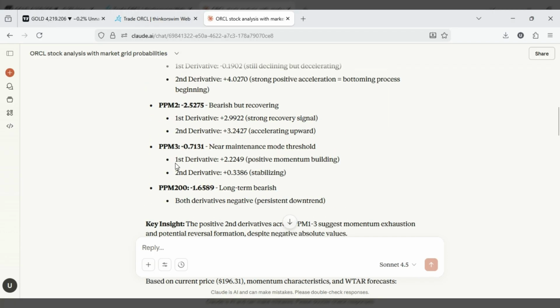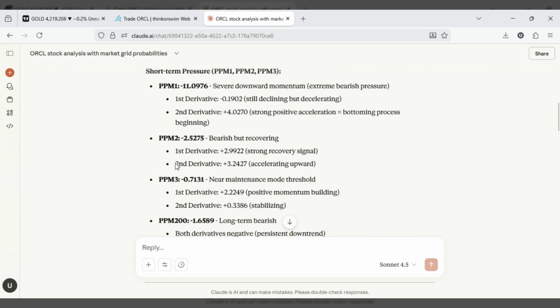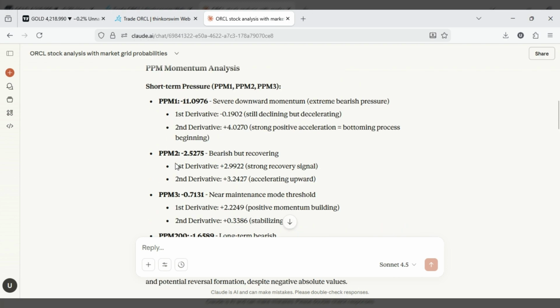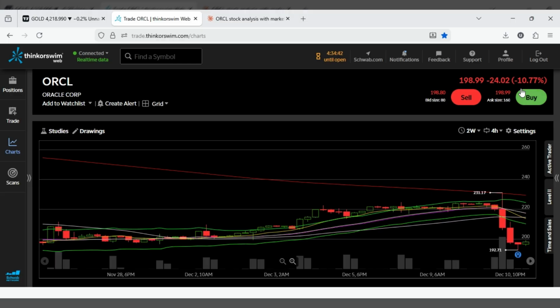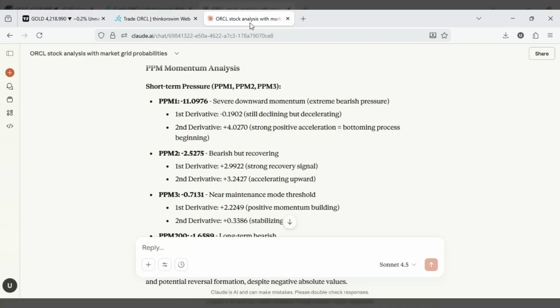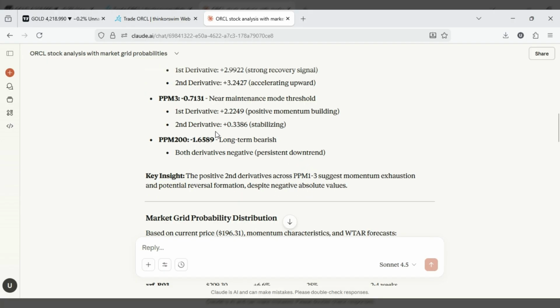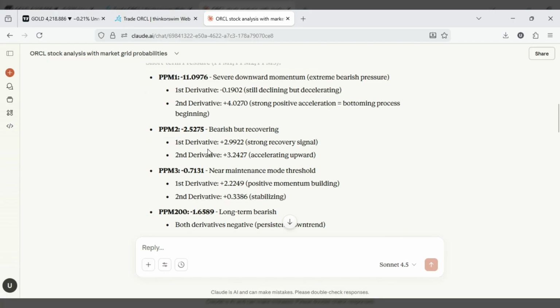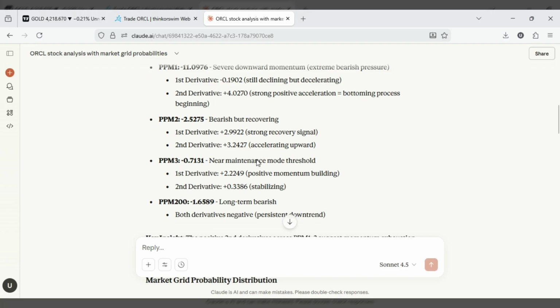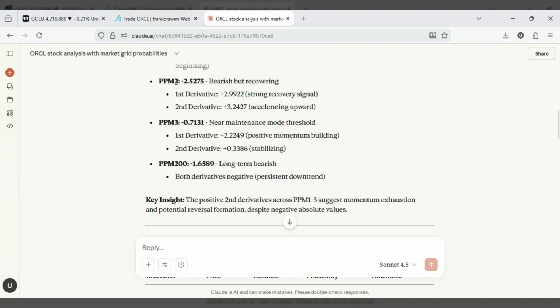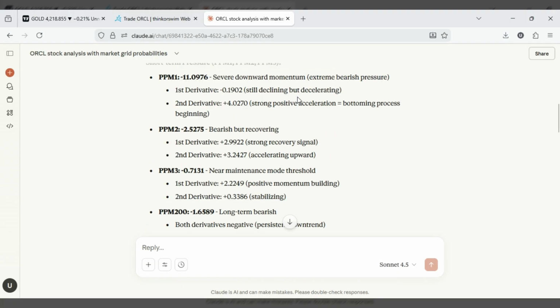All of these moving averages, as a result of the 10.77%, then it was 11% plunge in the stock, are now severely bearish. But the 200 period moving average was already bearish then. And all the derivatives, especially for the 21 and the 40, you can see are positive, indicating that the selling pressure is losing its momentum.